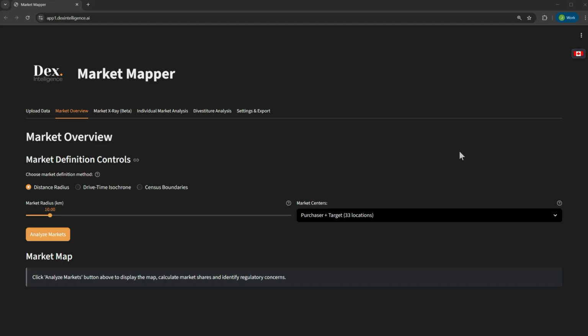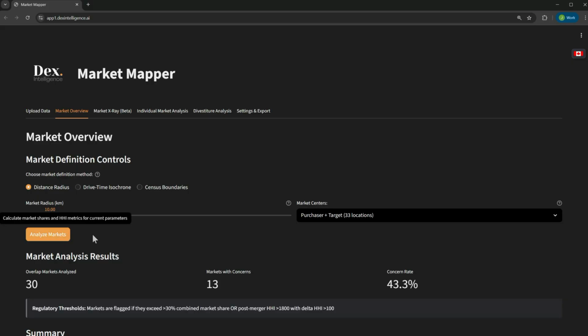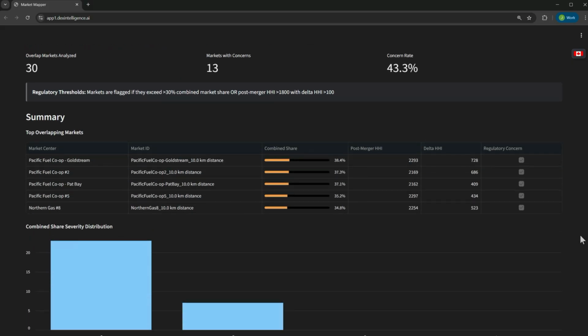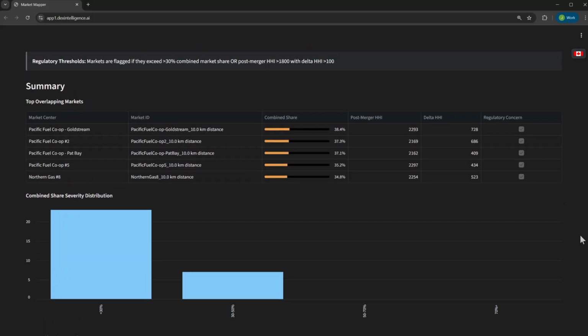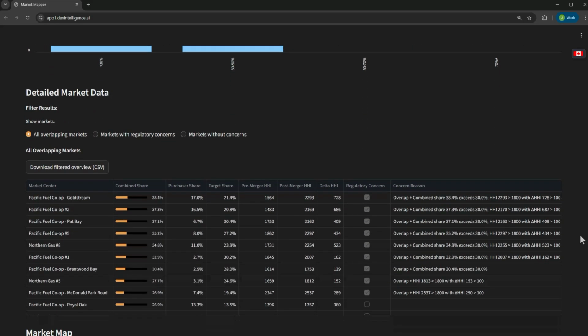And using this tab, we can assess the degree of competitive overlap between the parties under any of those market definitions. And we can do so for markets around either purchaser or target locations. We can do the analysis first for a market defined by a 10 kilometer distance, and we see immediately that there are 30 potential markets where the parties overlap. 13 of those overlapping markets have potential market shares or HHIs that exceed the regulatory thresholds.